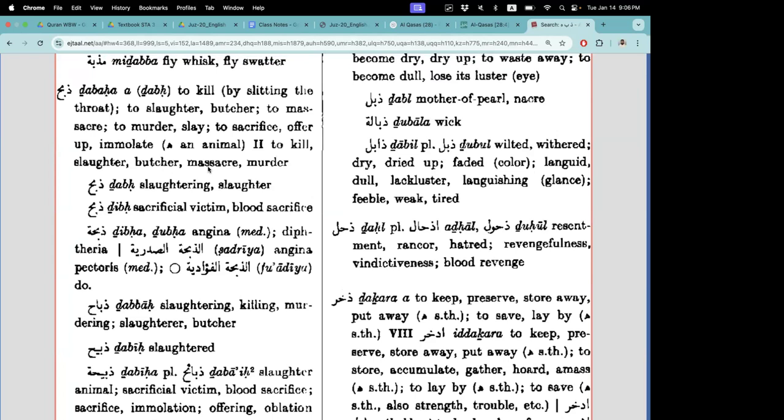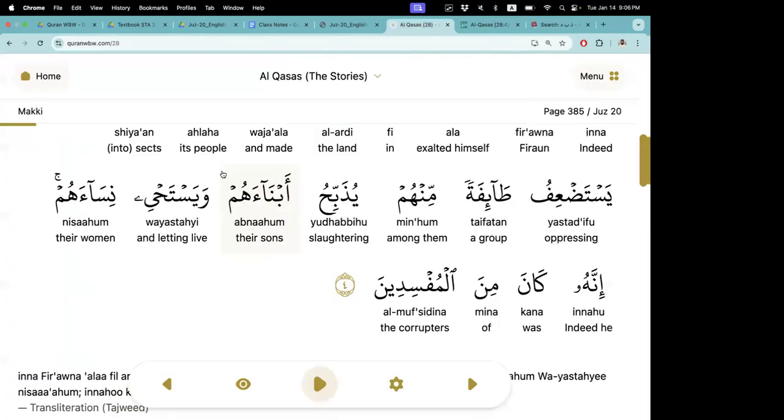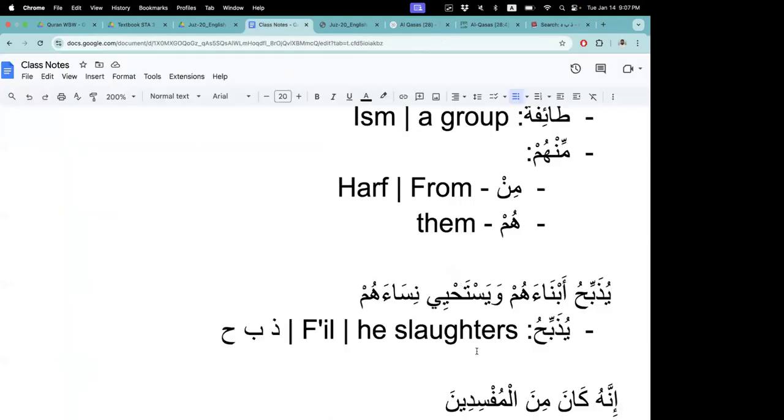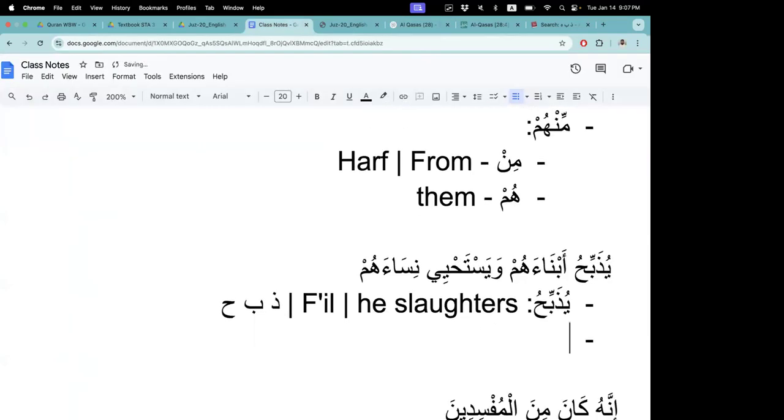Just by adding that shadda to that root, they have amplified the meaning. From just mere killing, amplified it to massacre. Subhanallah. Okay, this is the power of the language. I'm just trying to give you a glimpse of it, right? Just a small shadda, just a little thing here, has added an amplification of the meaning. And it's a powerful amplification. Yudhabbihu, Pharaoh was slaughtering their sons. Yes? Yudhabbihuna abna'ahum. Yes, Nawabay.